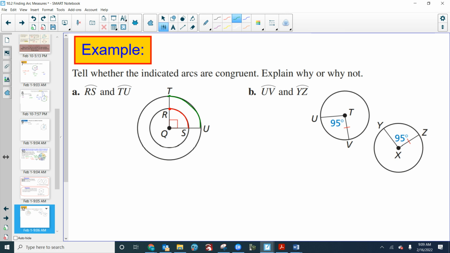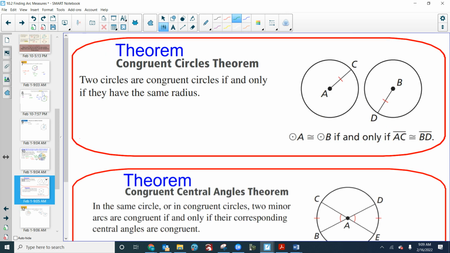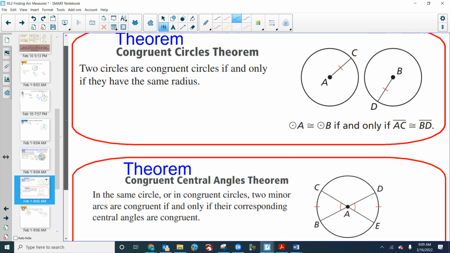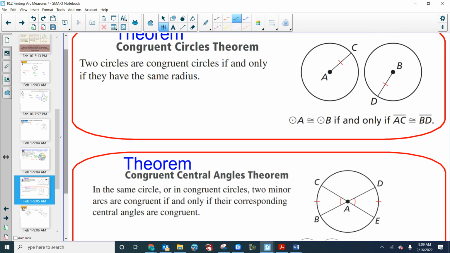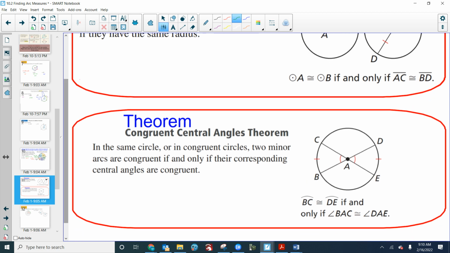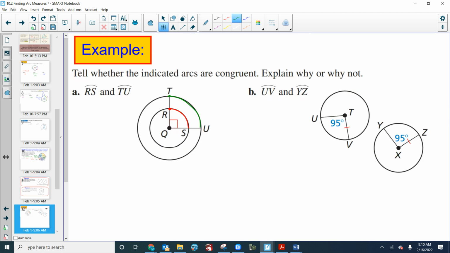So here's what you guys should be doing. If you're doing a homework problem, you're like, I can't remember that. Go back to this theorem, okay? We're not talking about whether the circles are congruent. In the same circle or in congruent circles, two minor arcs are congruent if and only if their corresponding central angles are congruent, okay? All right.